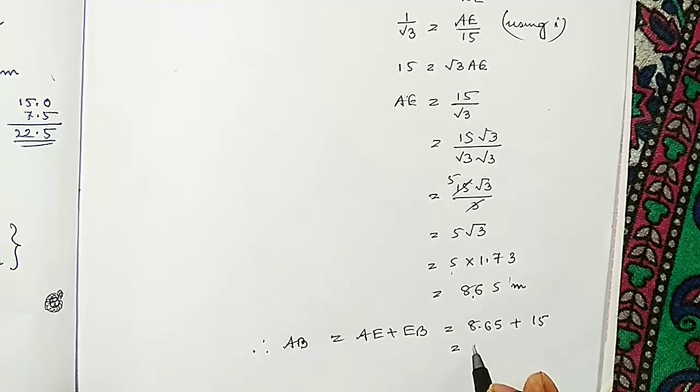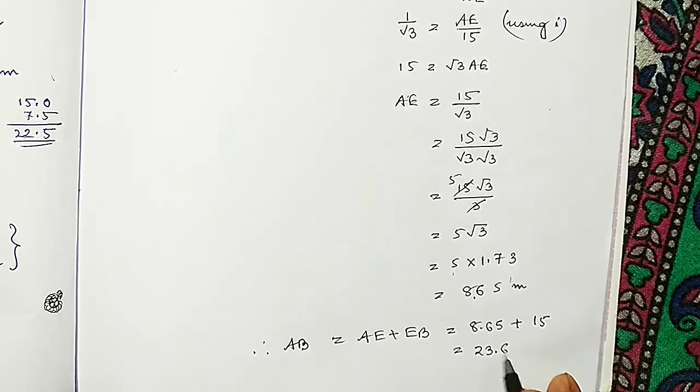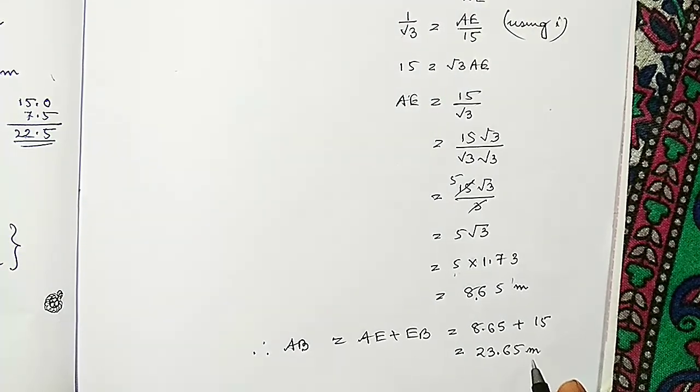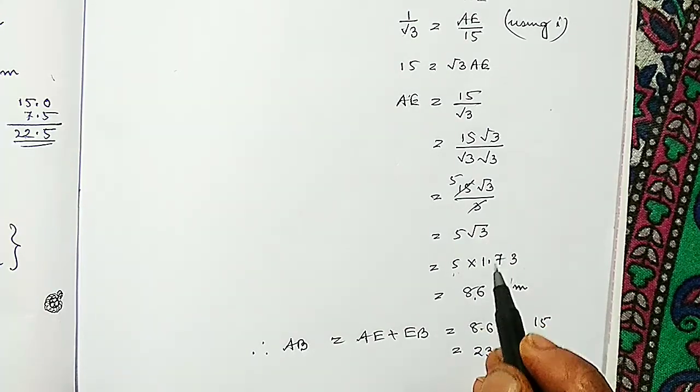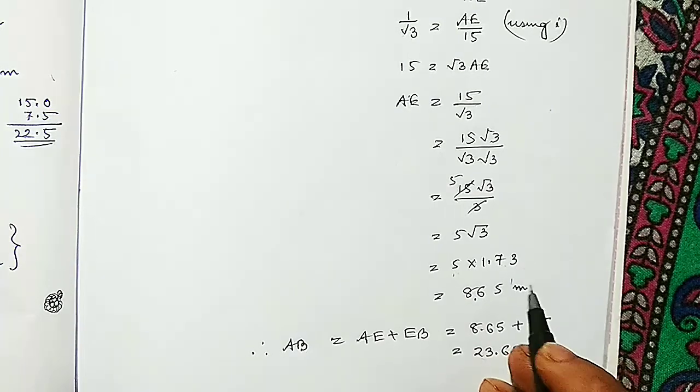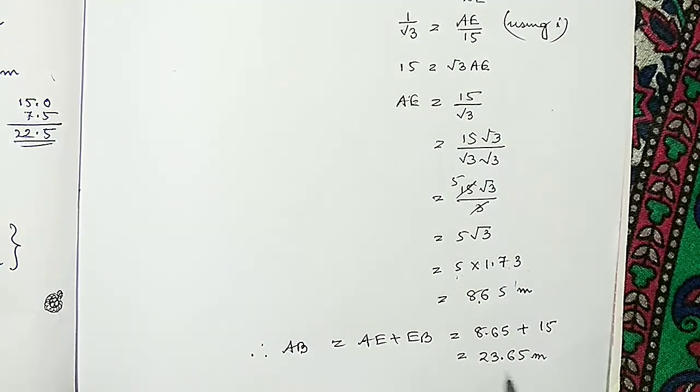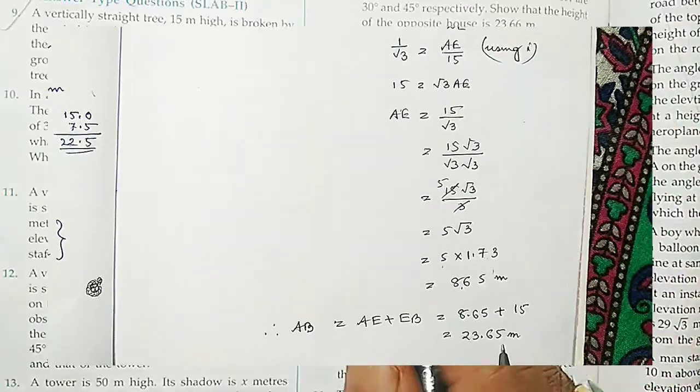If I add, I am going to get 23.65 meters. If in the question it is given root 3 equals 1.732, then instead of this you write 1.732. In that case you are going to get 23.66. I hope this sum is clear. Let me do the next part, that is 17, second part.